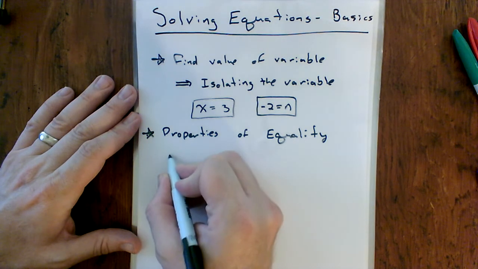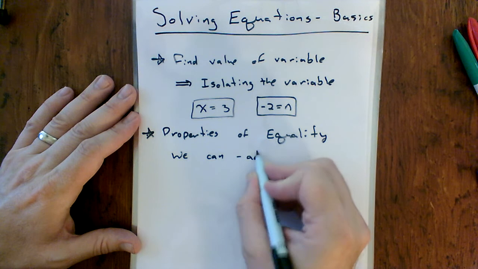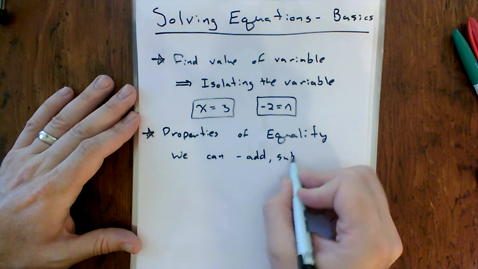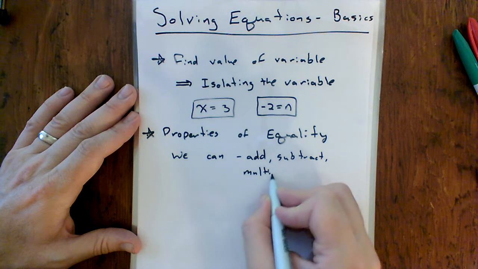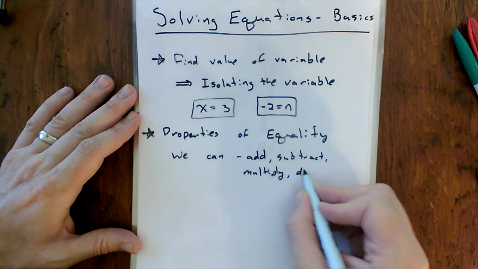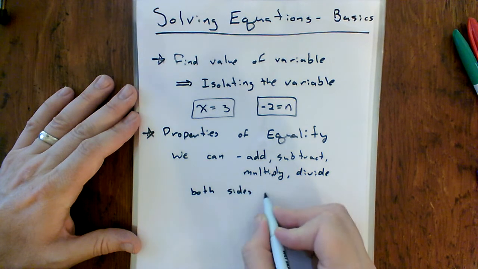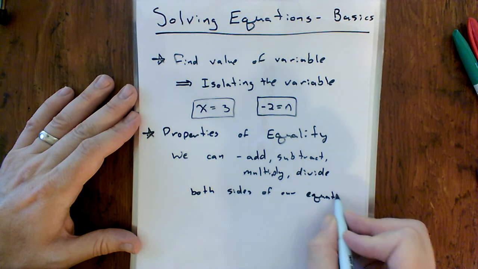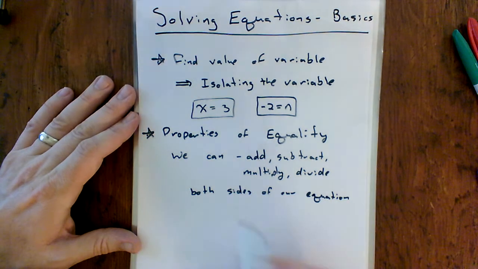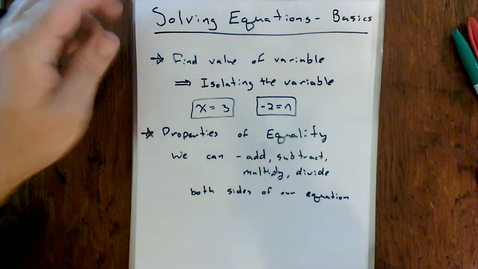So we can add, subtract, multiply, or divide both sides of the equation. And when we do that, we're going to isolate our variable. We're going to work on making things simpler.